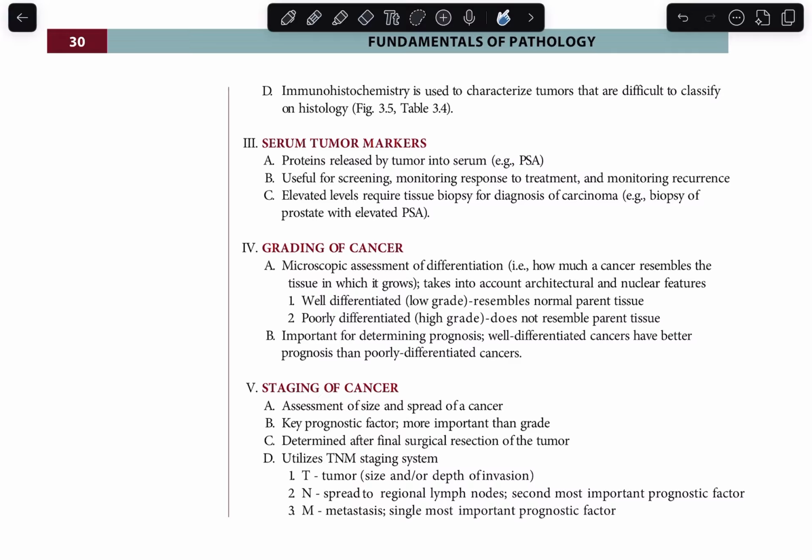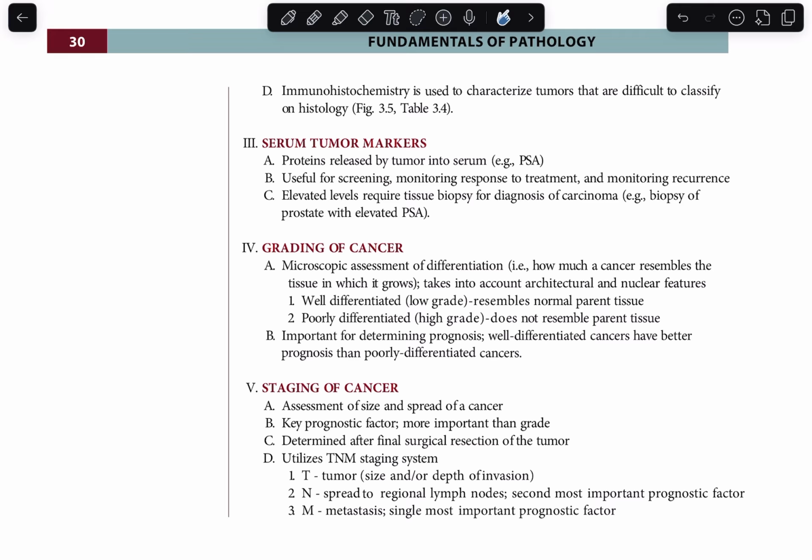Serum tumor markers. Proteins released by tumor into serum, for example PSA. Useful for screening, monitoring response to treatment, and monitoring recurrence. Elevated levels require tissue biopsy for diagnosis of carcinoma, for example biopsy of the prostate with elevated PSA.